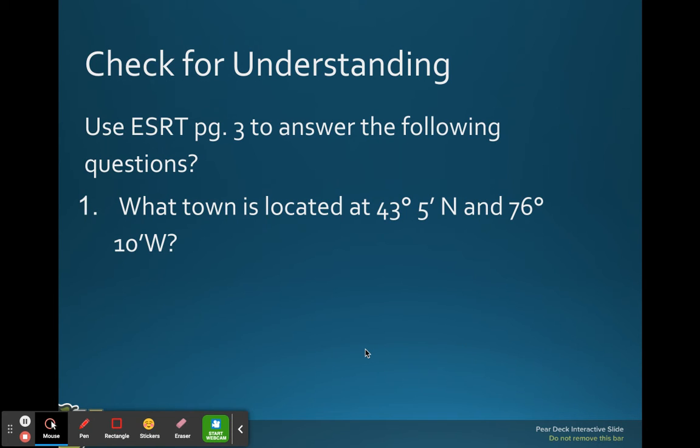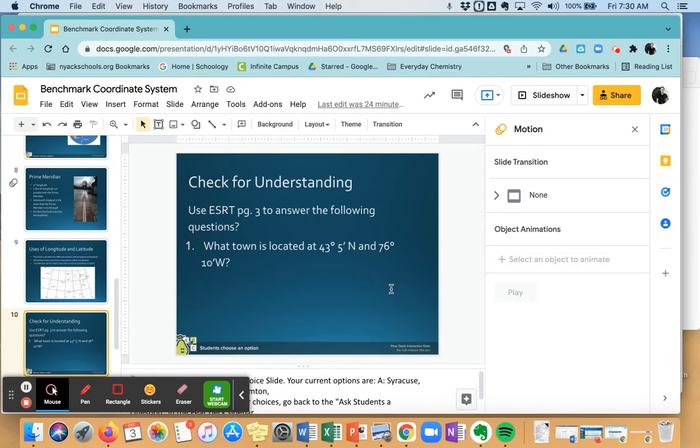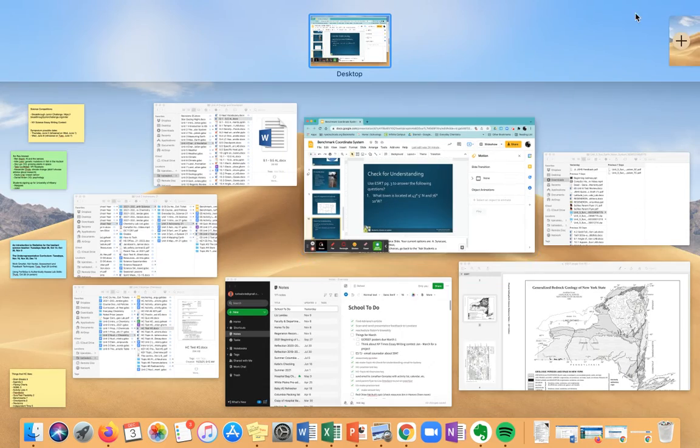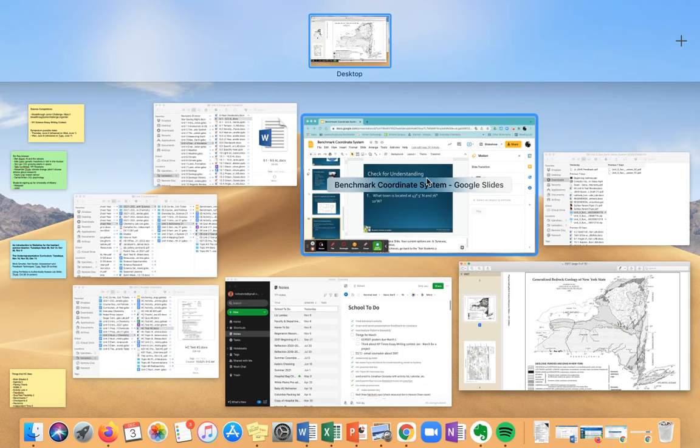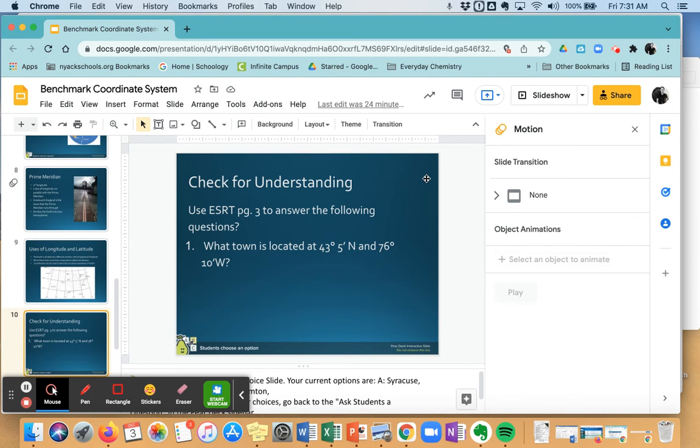So in your Earth Science Reference Table, page 3, you actually have a map of New York. And so this is where you would be asked to show that you understand latitude and longitude. And so if you have not, you should stop and go do the activity where you color in and label that map. But if you have, then now you're a little bit familiar with the different parts of the map. So the first question is to use the Earth Science Reference Table to answer the question.